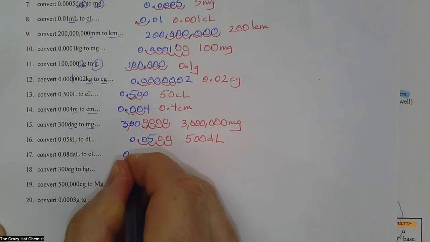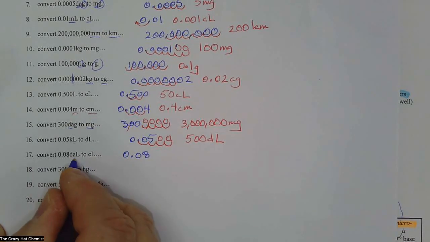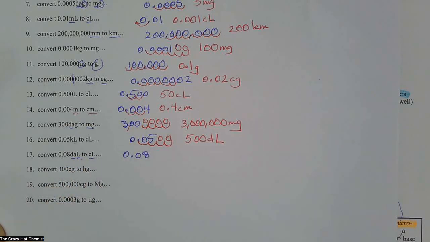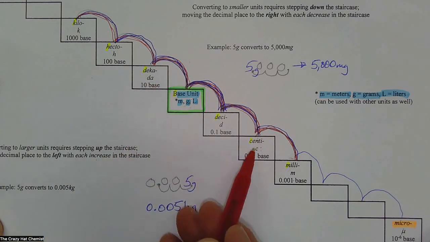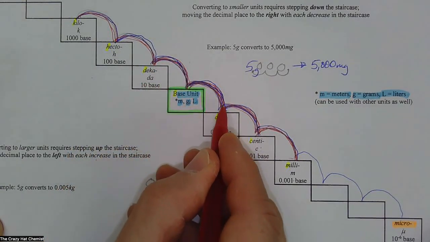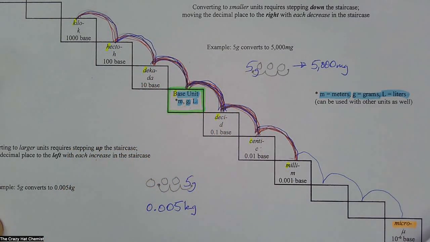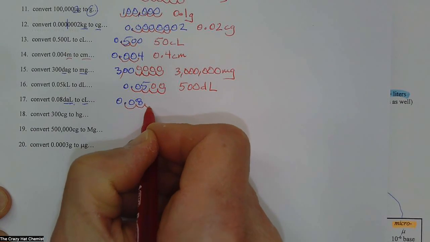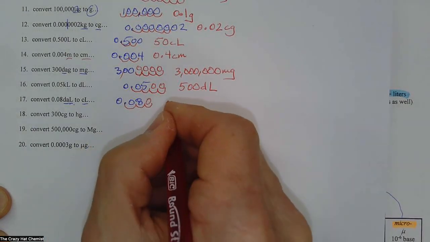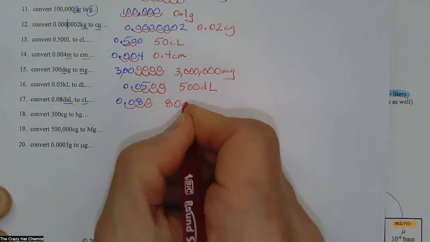So we've got 0.08 decaliters to centiliters. Decaliters to centiliters. That's deca to centi. So that's 1, 2, 3 to the right. 3 to the right. It's 1, 2, 3 to the right. That's a 0 right there. That will be 80 centiliters.